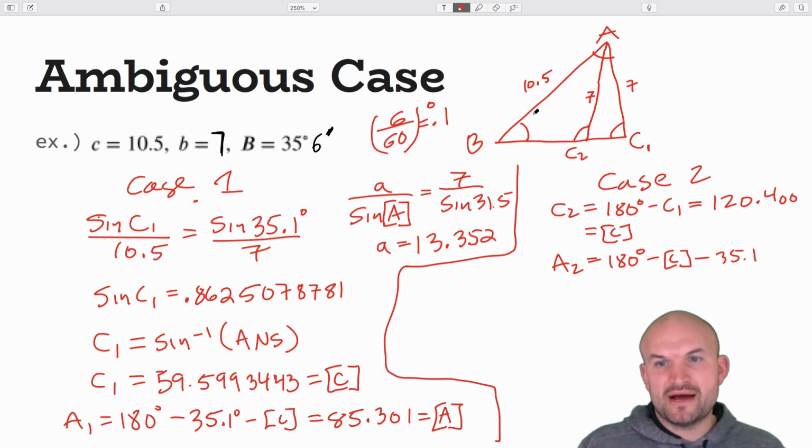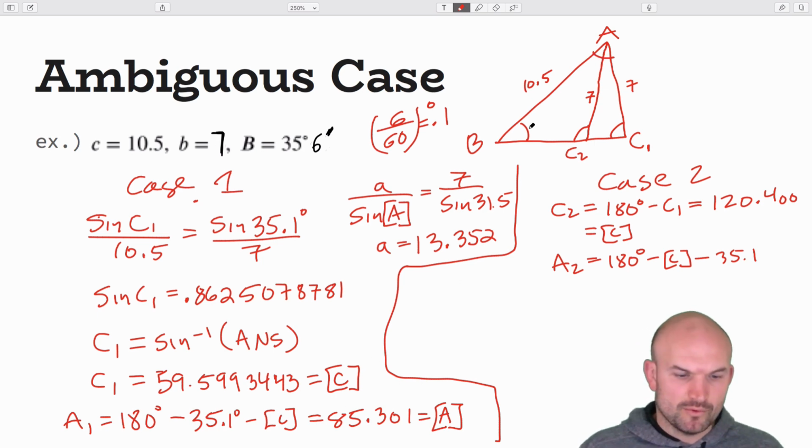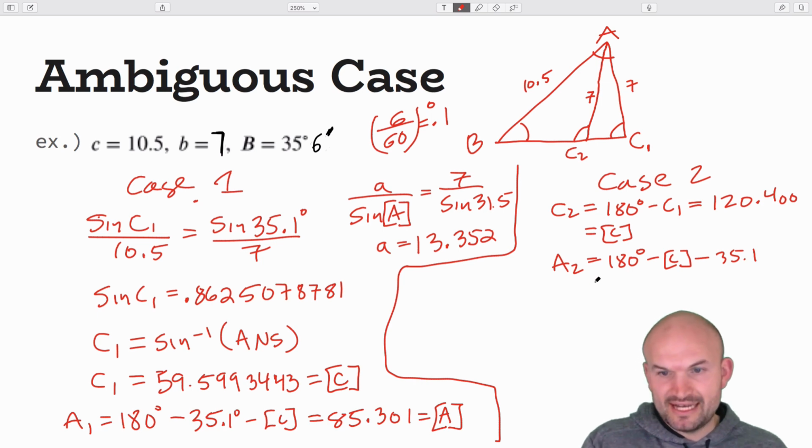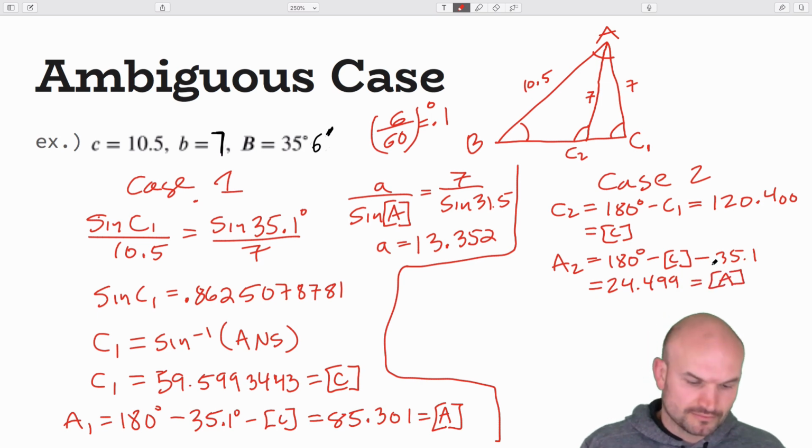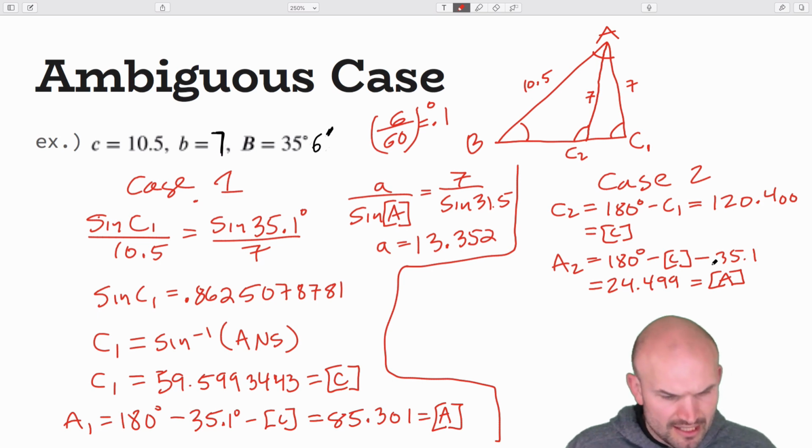Now again, if my original A was this big and now it's getting this big, it should be smaller than 85.1 degrees. And I end up getting 24.499. So again, that is going to be smaller. And again, I'm just going to store that as alpha A.